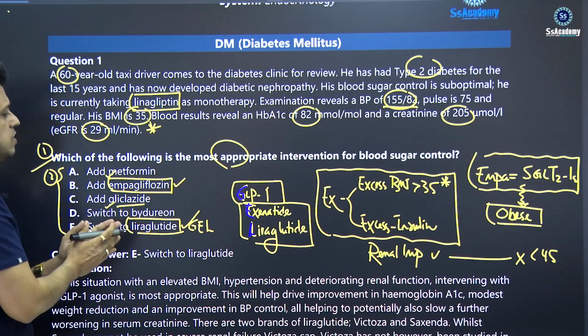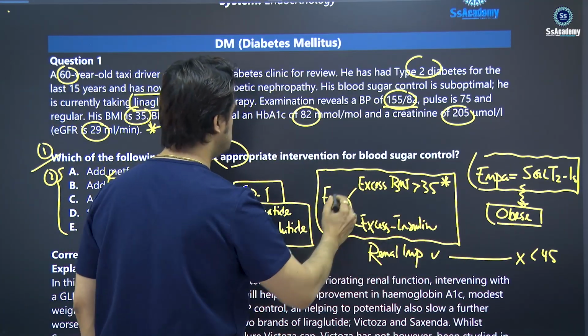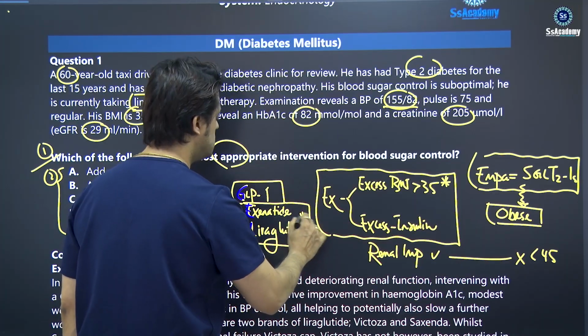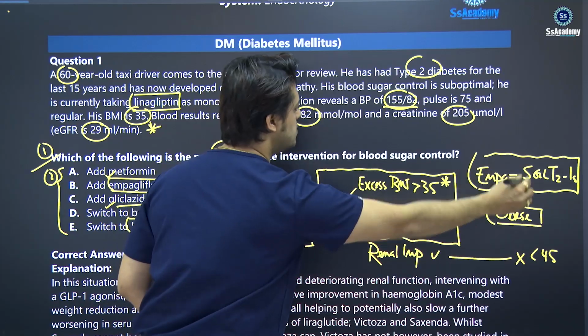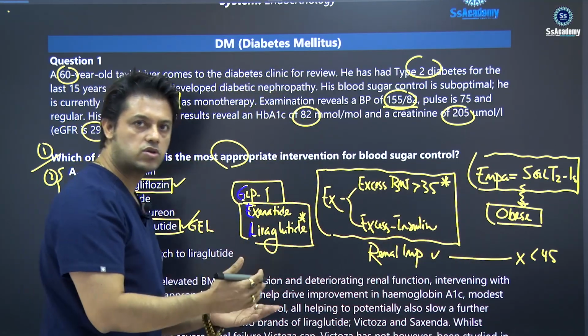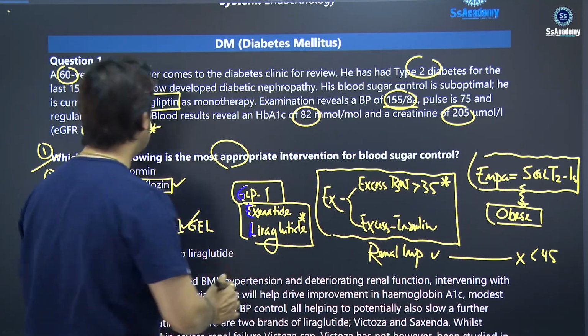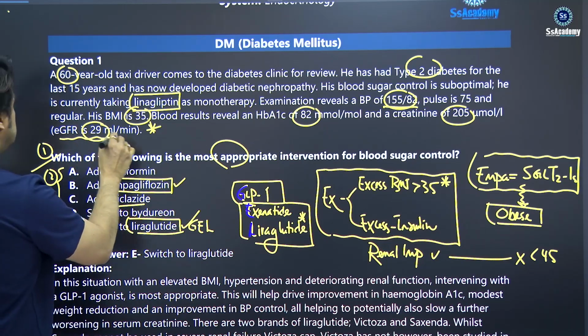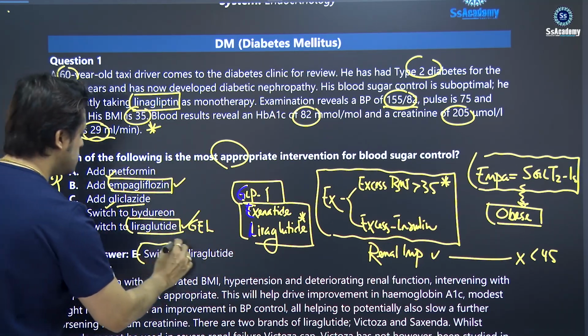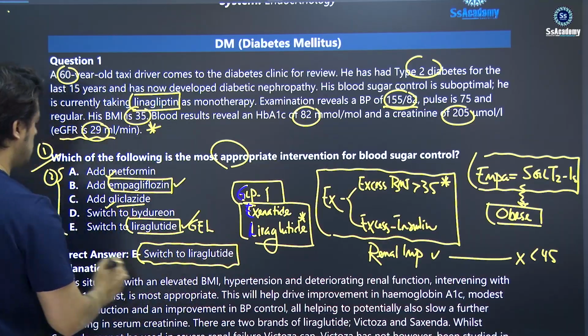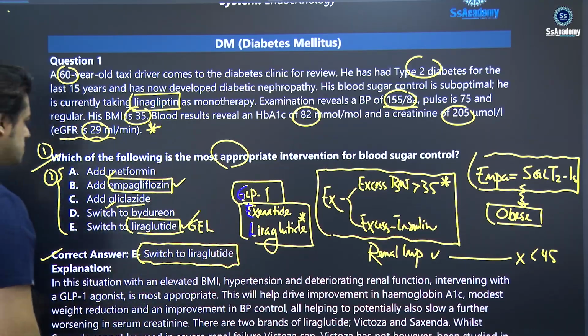In between these two, the difference is that you can use liraglutide or GLP-1 drugs in case of renal impairment, but empagliflozin, or the SGLT type 2 inhibitors, is not used when the eGFR is less than 45. Here the eGFR is 29, so the most appropriate drug would be liraglutide. So it is said that switching to liraglutide is the best option.